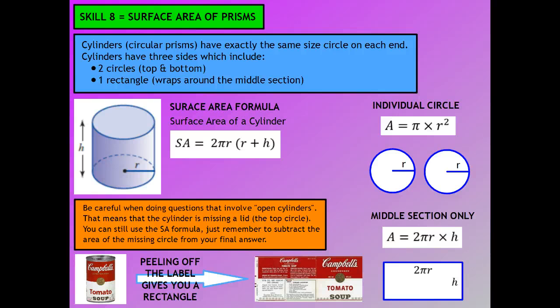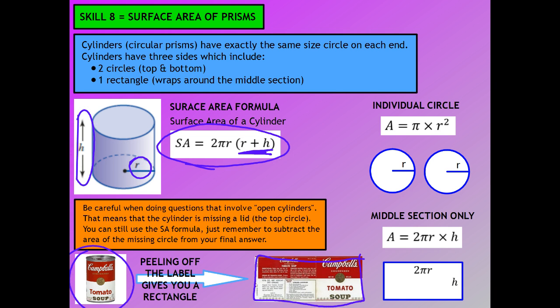Cylinders have a circle at the top and a circle at the bottom. There's also another section of a cylinder which is the middle. If you imagine that you have a can of tomato soup, if you were to peel off the label around the middle, it would form a rectangle. So when you find the surface area of a cylinder, there's a circle on the top, a circle on the bottom, and a rectangle in the middle. The formula for the surface area of a cylinder is 2 times pi times r, and then open brackets r plus h, where r is the radius and h is the height of the cylinder.